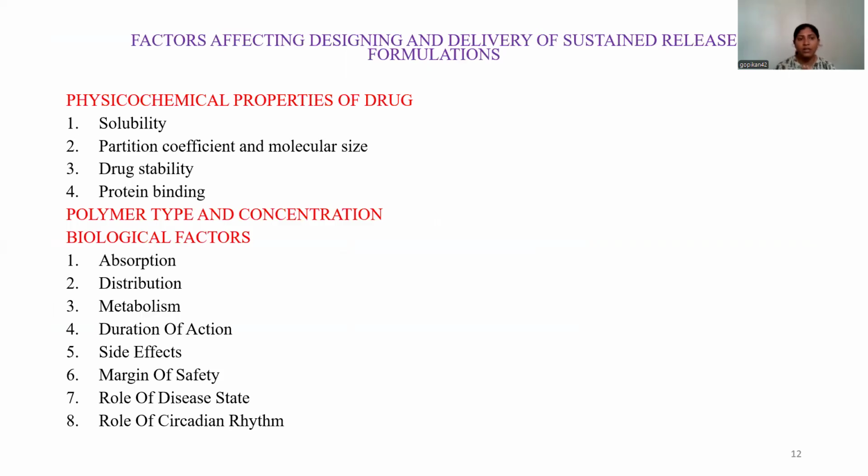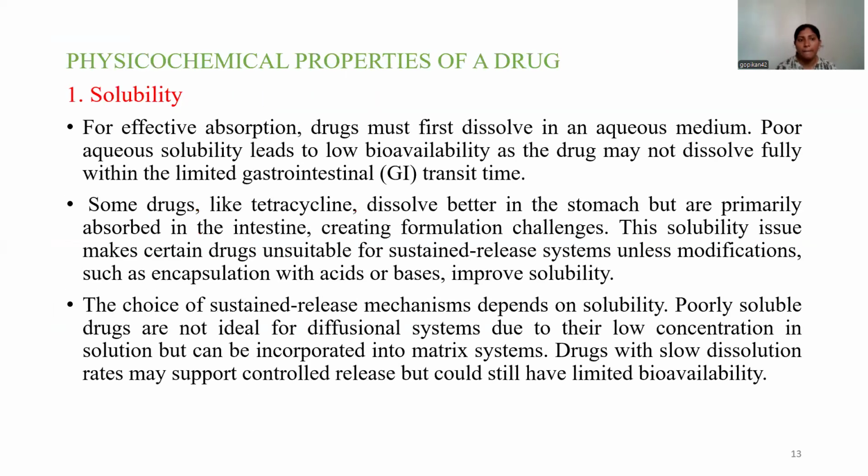So, it can be broadly classified into three: physicochemical properties of the drug, polymer type and concentration, and the biological factors. So, the first one we will be discussing is the physicochemical properties of the drug. The first one is the solubility. So, for effective absorption, the drugs must dissolve in an aqueous medium. Poor aqueous solubility leads to low availability, as the drug may not dissolve fully within the limited gastrointestinal transit time.